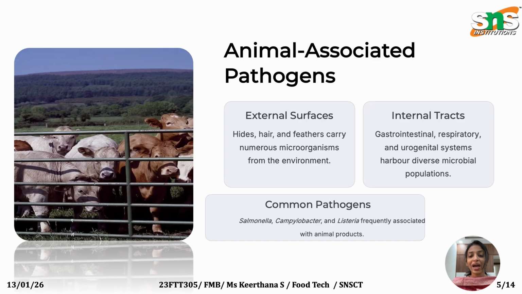And then we have animal-based contamination. Animals are major carriers of microorganisms, as we all know. Microbes are found on their skin, hair, feathers, and inside the digestive system. The main pathogens that could be present in animal-based contamination are Salmonella, Campylobacter, and Listeria monocytogenes. These are commonly associated with meat, milk, and egg-based products. If animal products are undercooked or improperly handled, these microbes easily enter our food chain.